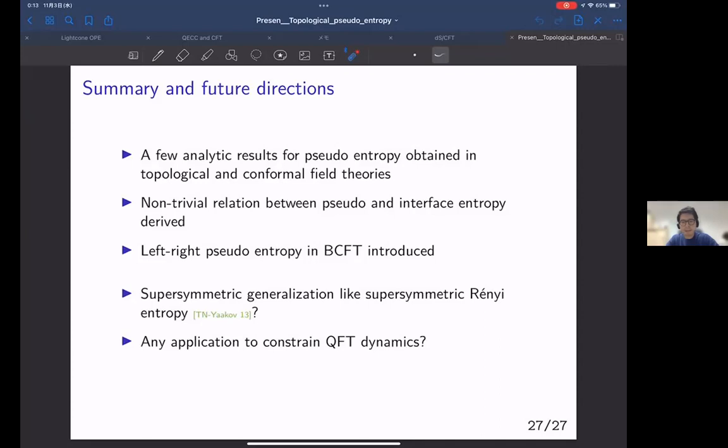I have one. Thanks for the nice talk. That was very nice. At some point you computed the pseudo entropy in Chern-Simons theory and you got a lengthy formula. Can you go back to that? Sure.